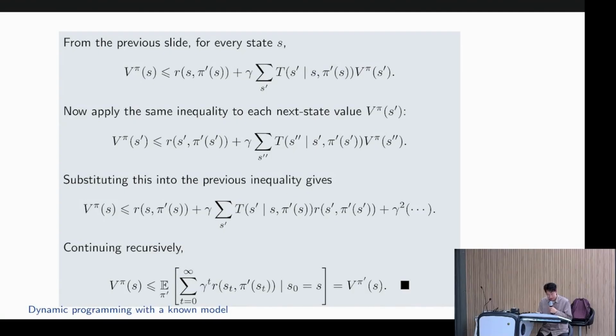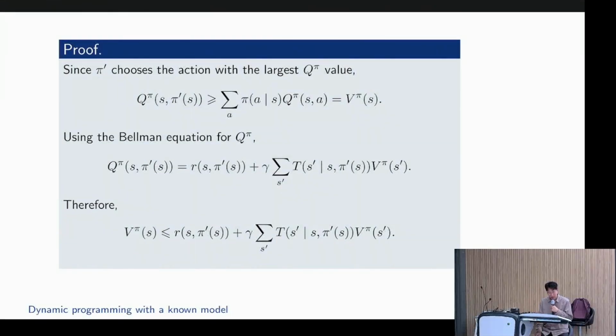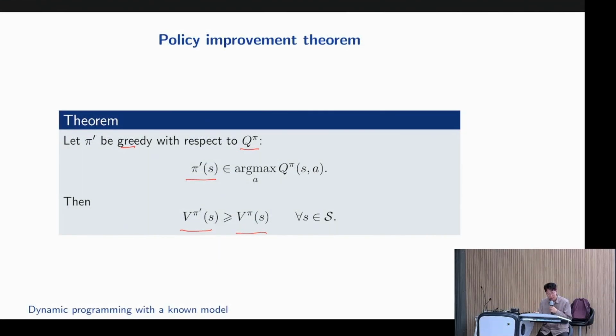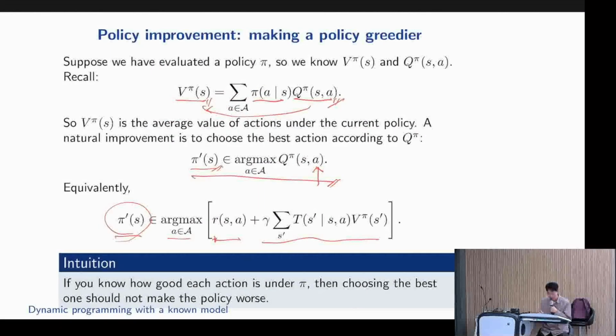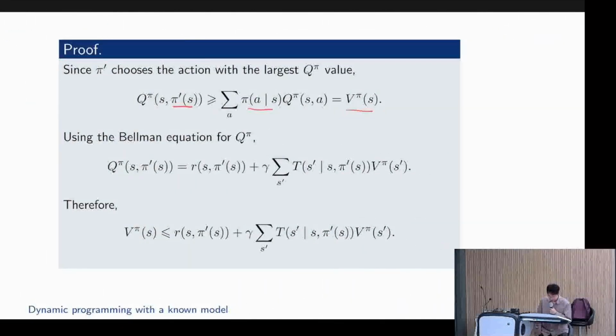So I changed the proof a little bit, so it's more self-explanatory. Okay, so again, pi prime is greedy with respect to the q value. So q pi evaluated at pi prime is, of course, going to be greater than or equal to taking the expectation. This is taking max versus expectation, where the right-hand side equals v pi here. And let's expand the left-hand side, q pi evaluated at pi prime.